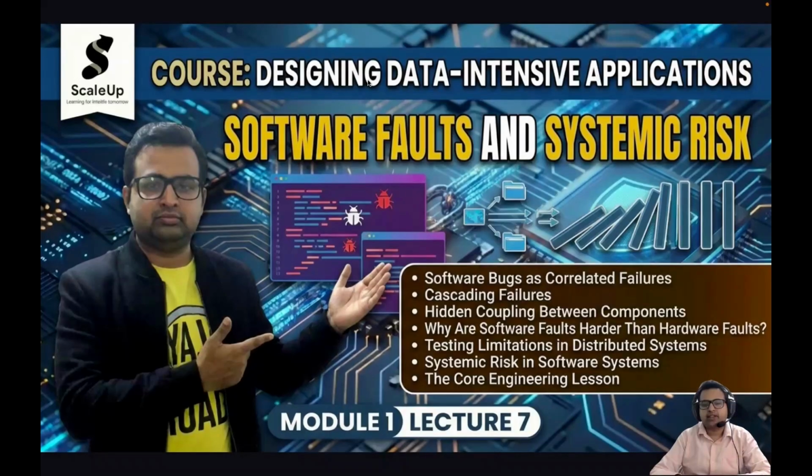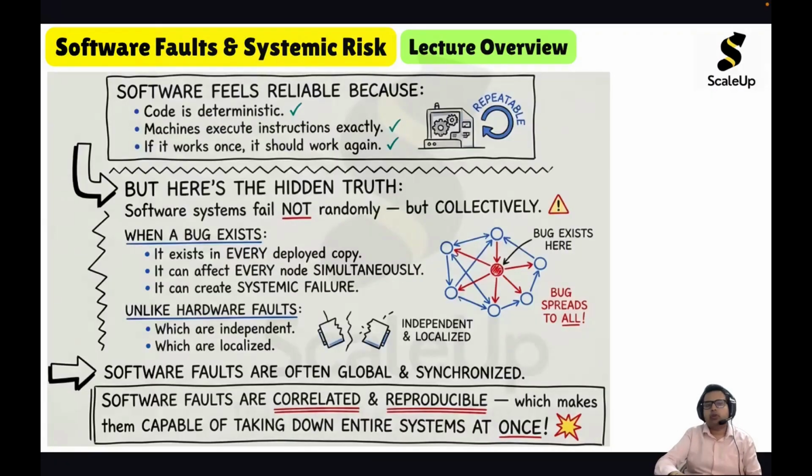This is lecture 7 of module 1, and in this lecture we will be discussing software faults and systemic risk. So if we look at the lecture overview, what this lecture is about and what we will be discussing in this lecture.